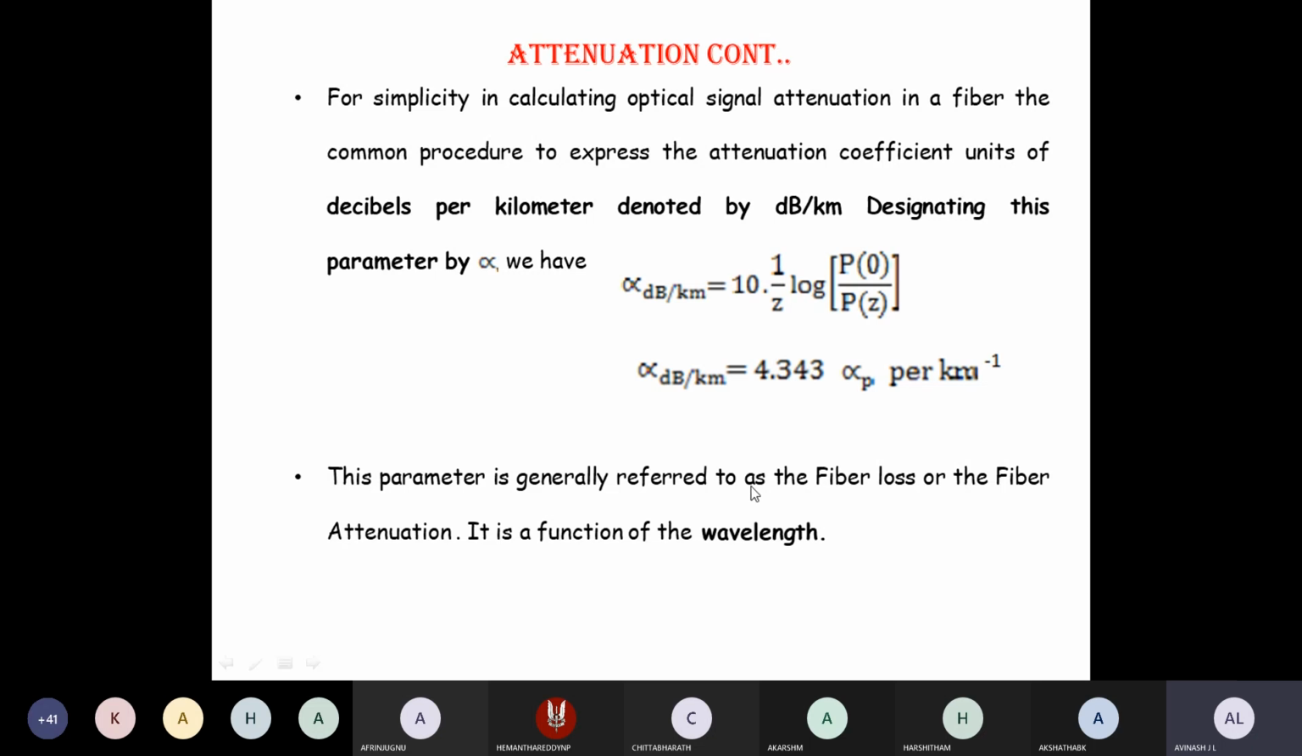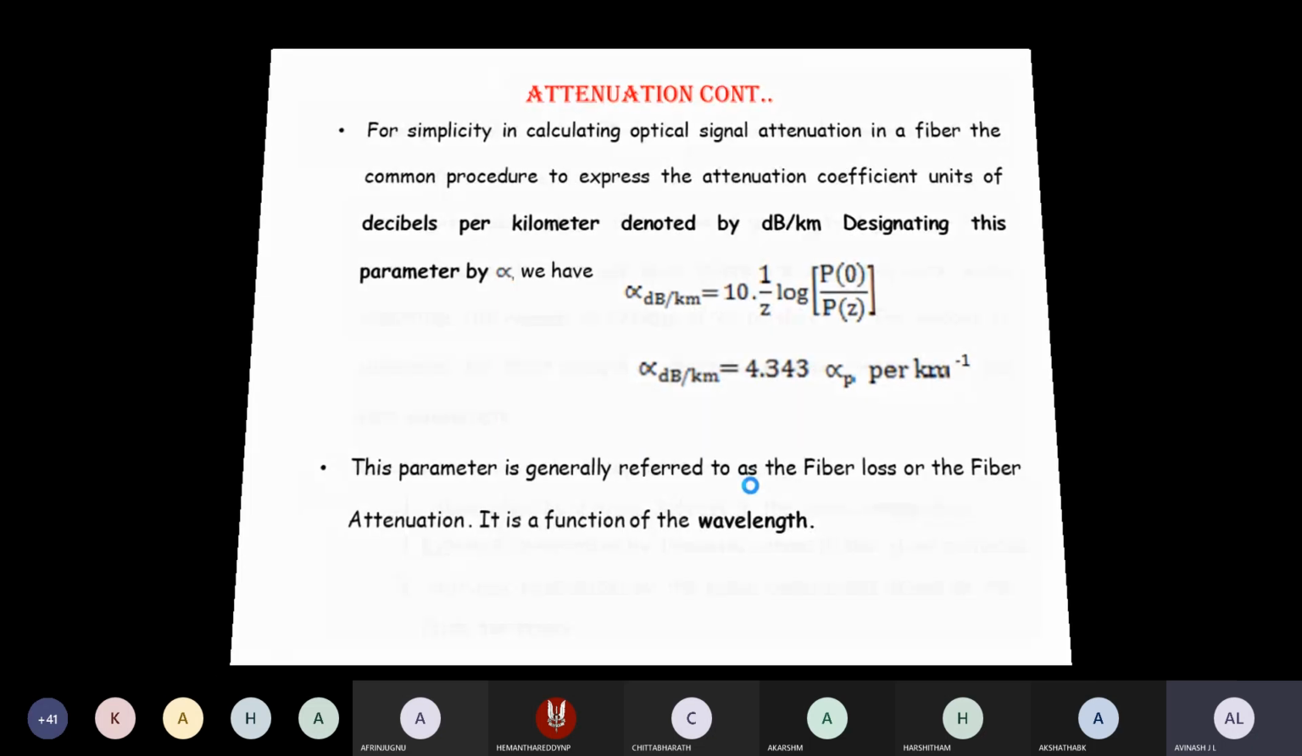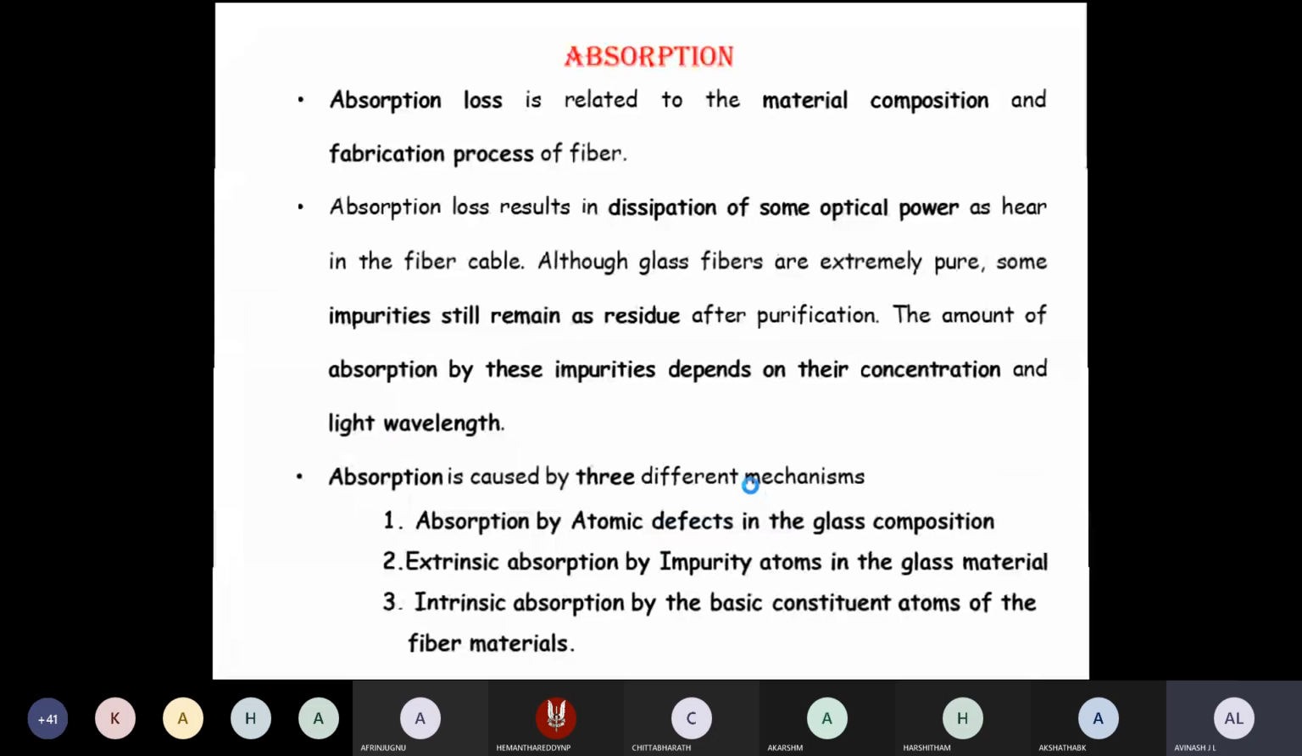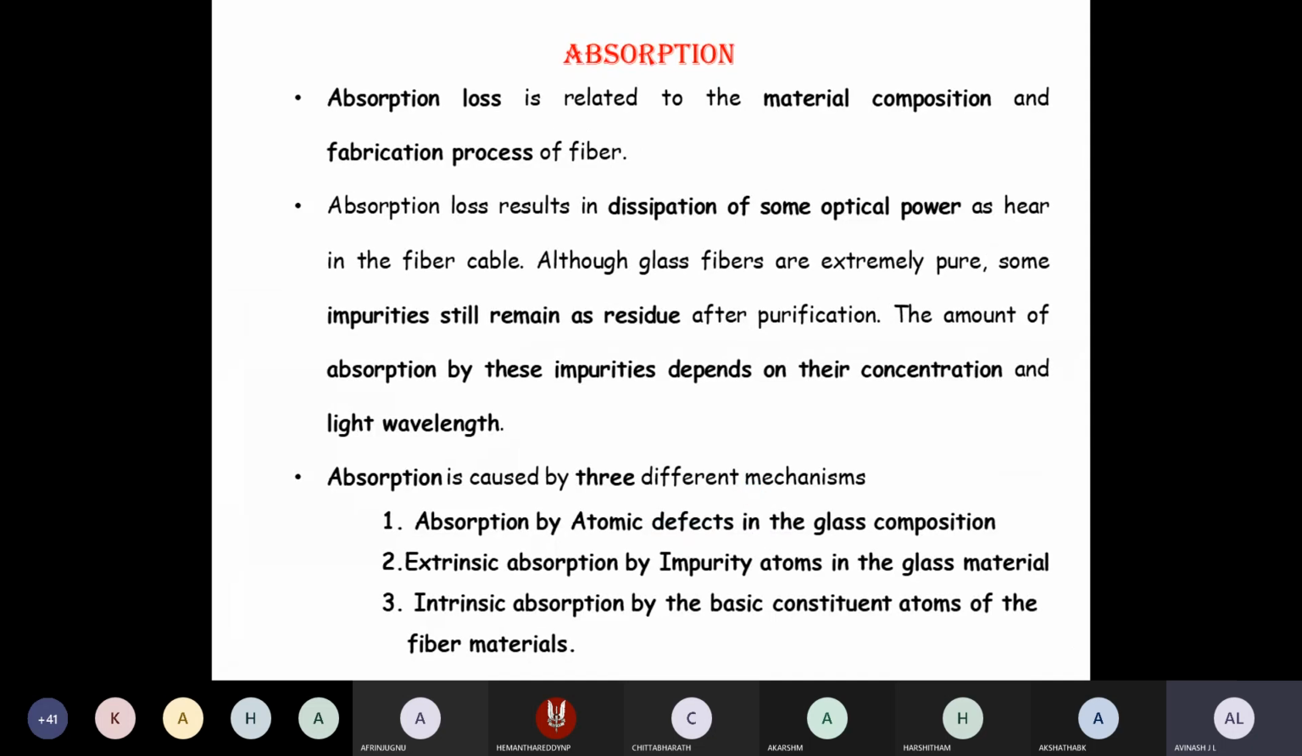Okay, equal have taken, I think so. I'll go forward. So now we'll start with the absorption. That is all about the introduction about the attenuation.